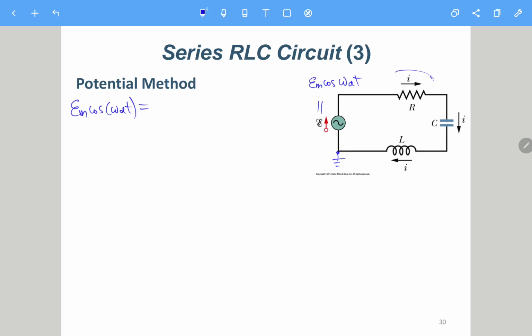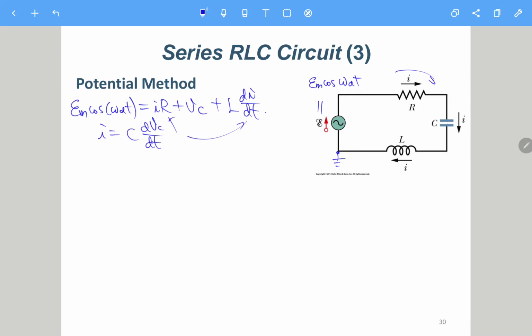equals, going down, going down, going down, I times R, and then plus VC plus VL. VL will be L di dt. And then we also know that I equals C dVC dt. Then we can just plug this one in to here and also here.